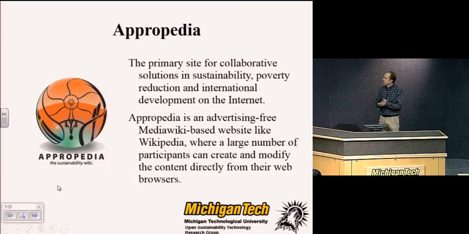And the platform that we're going to use in this class, and the largest platform for this sort of finding collaborative solutions to poverty reduction, international development, and sustainability, is Appropedia. It's sort of smushing Wikipedia together with appropriate technology. That's their goal. It's a MediaWiki interface, so if you've edited Wikipedia, you already know how to use Appropedia. It's advertising free, completely open, completely free to everybody on the planet. So anybody can contribute to it, anybody can learn from it. It's got thousands of authors from all over the world.